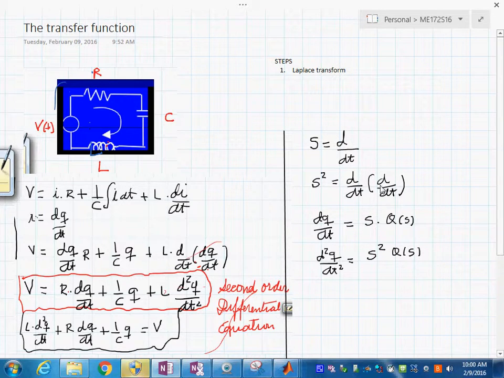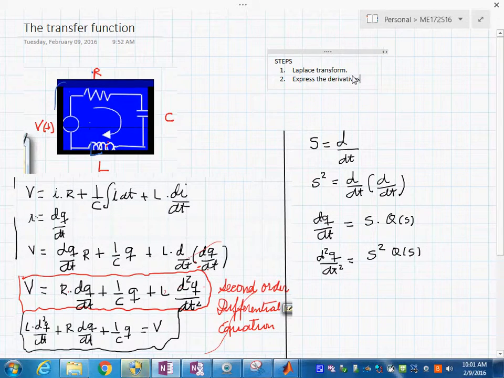So the Laplace transform is here. We're going to make just a little note. Maybe let's put it in number 2 to make it a little more organized. Number 2 is express the derivatives in the S domain. S domain or Laplace transform is the same thing.